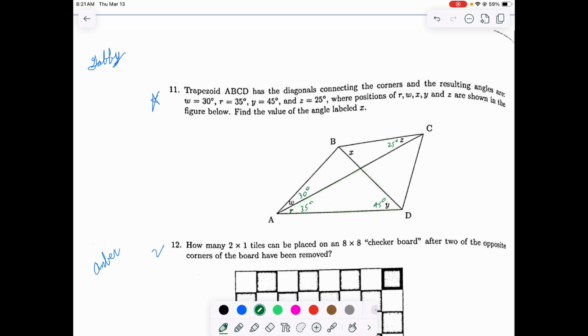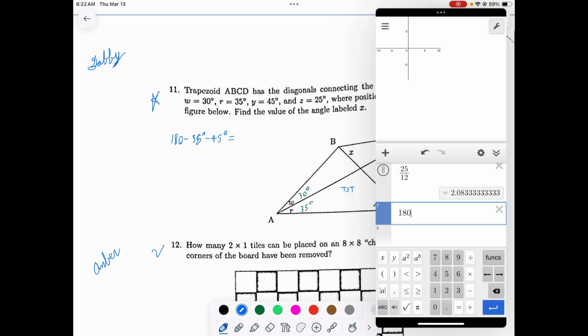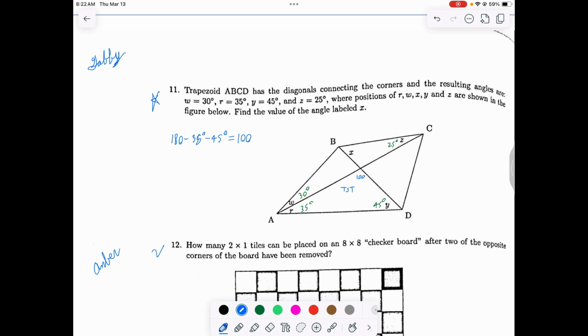That is a triangle. So we can go ahead and use the triangle sum theorem to determine what that angle is. I know that Y and R plus that third angle add together to be 180. So if I do 180 minus 35 degrees minus 45 degrees, I could find out what my remaining angle is. We got 180 minus 35 minus 45, and we got 100 degrees. So we know that that angle is 100 degrees.